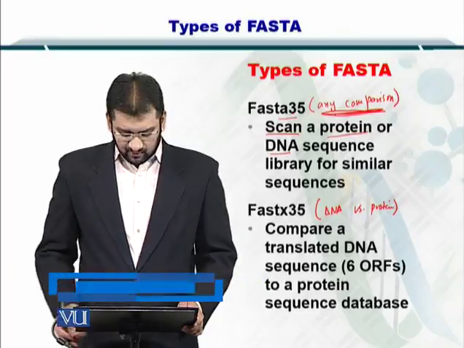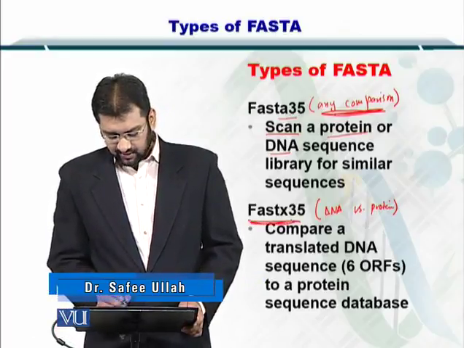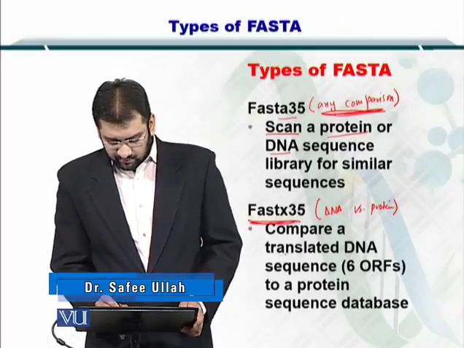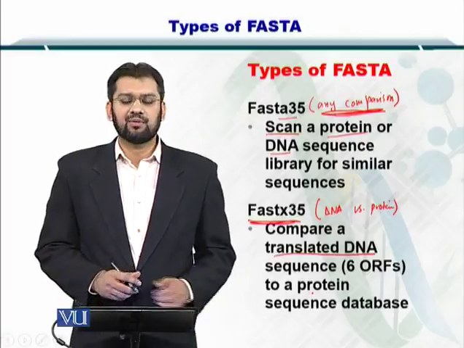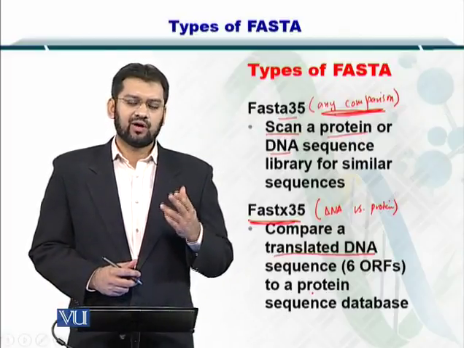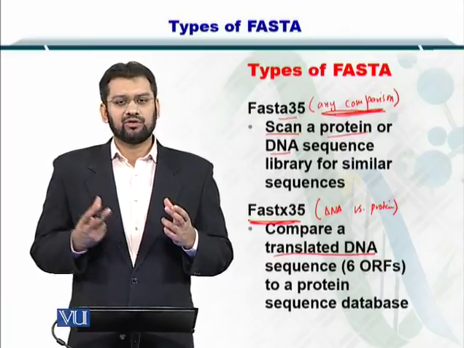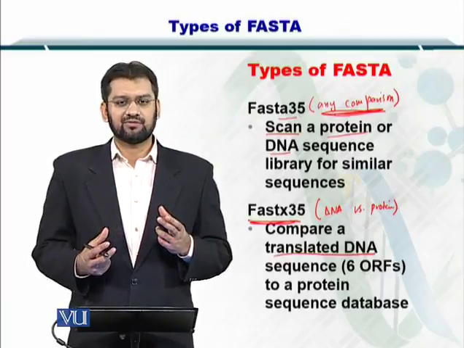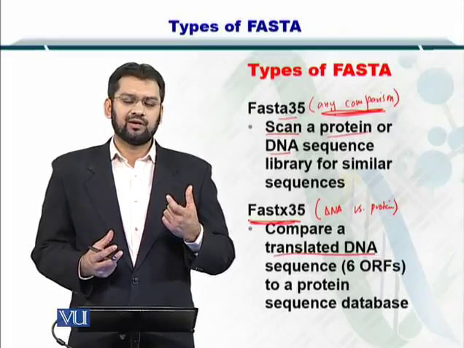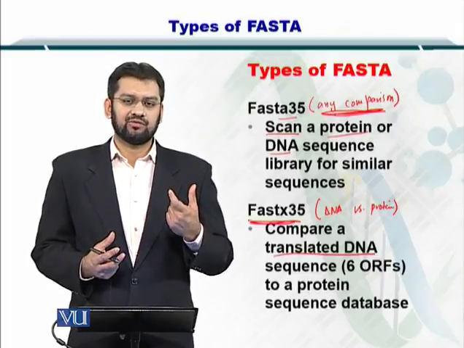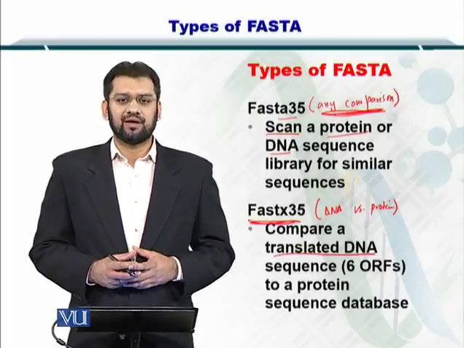The next type of FASTA is FASTX35. This can help you to compare the translated DNA sequence to a protein sequence database. So on one side you have a DNA sequence, that is your query, and on the other side you have a protein database. All 6 open reading frames are calculated by looking at the DNA or the RNA sequence, and then they are converted into a protein for comparison.